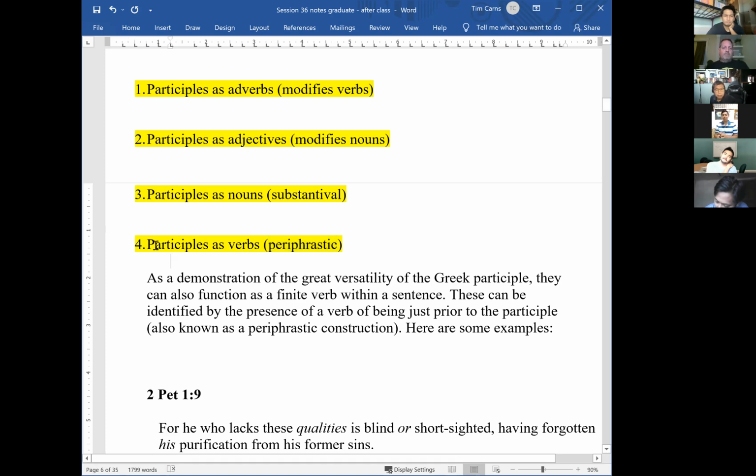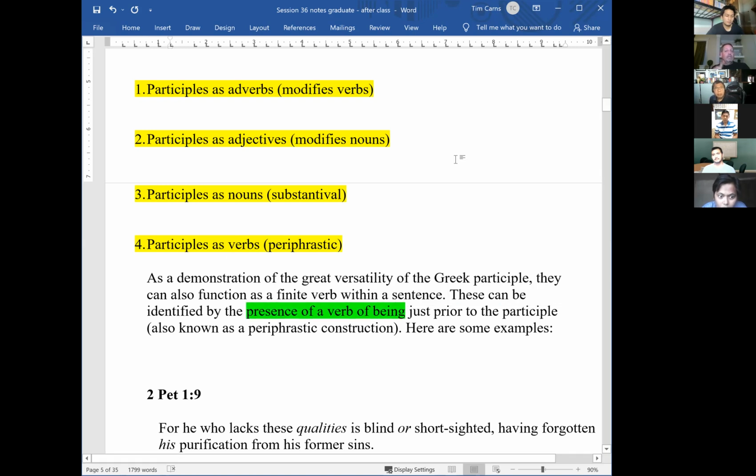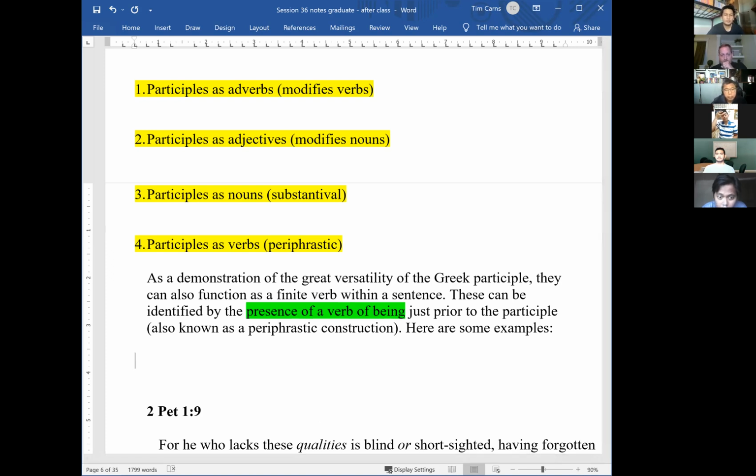But we don't have to be that fancy. When we talk about periphrastics, that just means a multi-word phrase, really, or words that are added alongside a verb to make up the whole verb. But we're just going to talk about participles functioning as verbs. And the way we know that a participle is functioning like a verb is the presence of the verb of being. You will see the participle, and if you look in the interlinear, you will also see it matched with or connected to a verb of being. So Renee, verbs of being, what are they? Can you give me some examples in English?